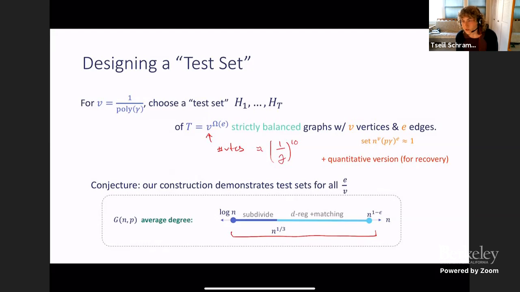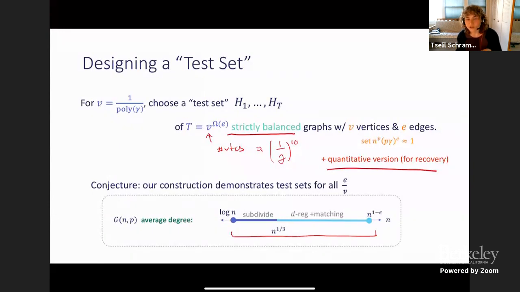Strict balance is no longer enough. You need some kind of stronger version of strict balance, which says that every subgraph that contains a 0.9 fraction of the vertices has density strictly less than 0.9 times the density of the whole thing. So not only do we need to have strict balance, but we need some quantitative version of strict balance for the recovery. And because all of the graphs that we're working with are really nice, like random graphs or simple perturbations of random graphs, it's not so hard to establish this. But that's just to say there's a little bit more work that needs to go into it.